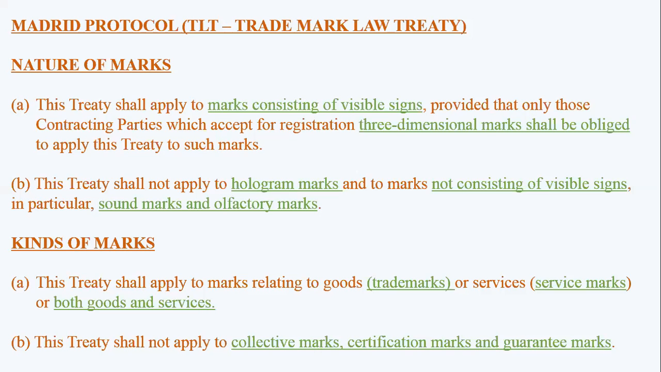Now, sound marks. What are sound marks? Sound marks are particular sounds related to a particular producer. Nobody else is able to copy that, or it is unique to that producer. That can be a sound mark. But these sound marks are not covered in the Madrid Treaty. And also olfactory marks. Olfactory marks means a unique scent of that product.